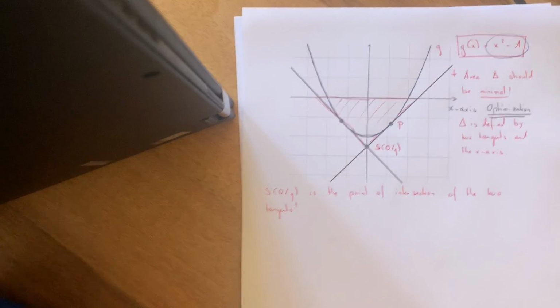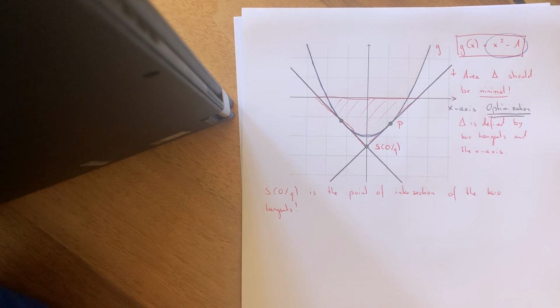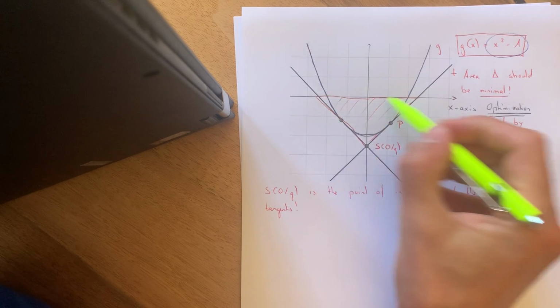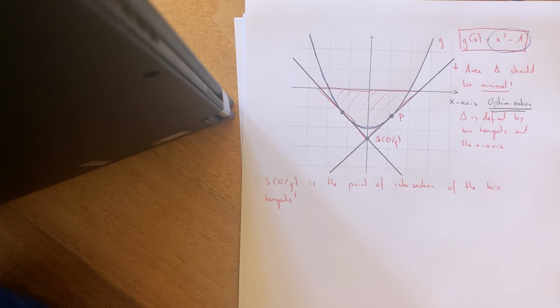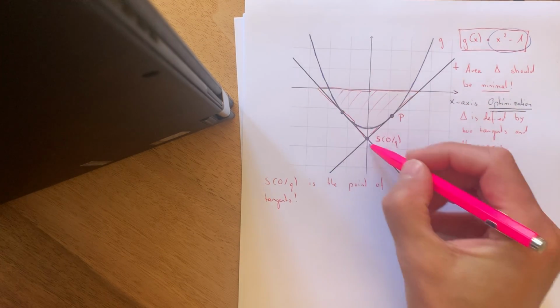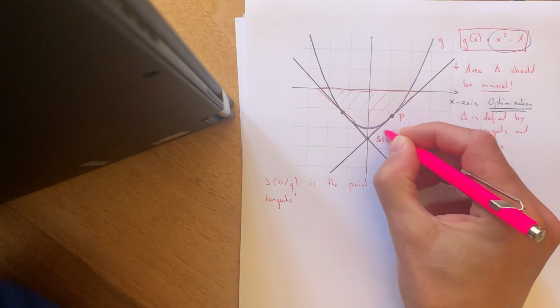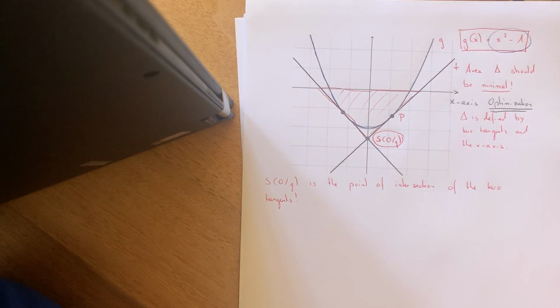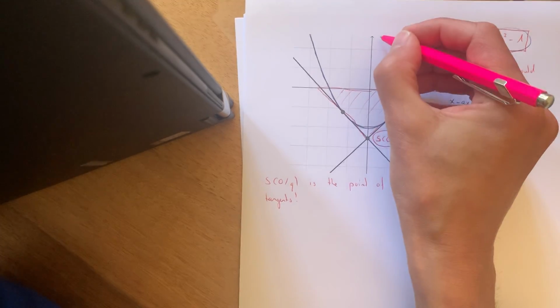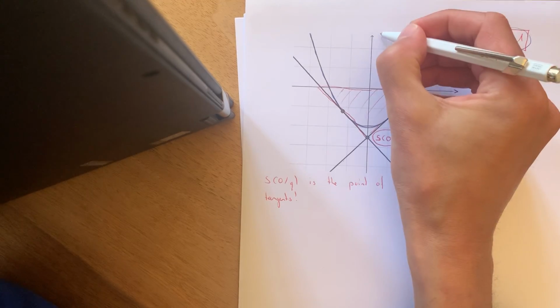So let's see. Well, we want the area of this triangle to be minimal. This means we need to find a formula for calculating the area of that triangle. So let's see. This triangle is defined by the two tangents and the x-axis. The two tangents intersect here in this point S with coordinates 0, Q. So this point S here lies on the y-axis.